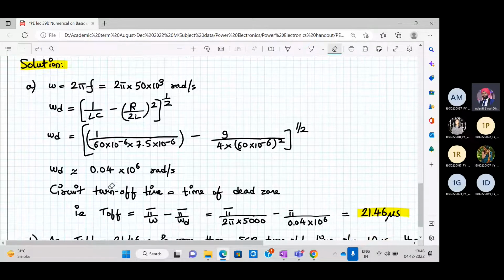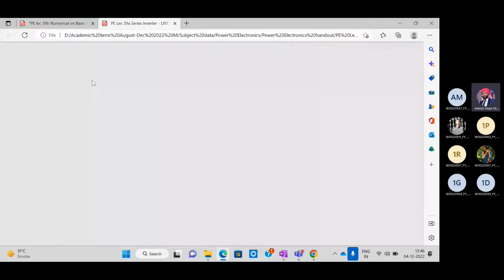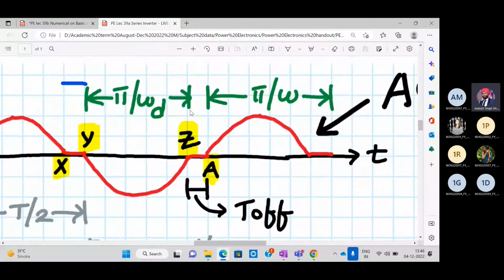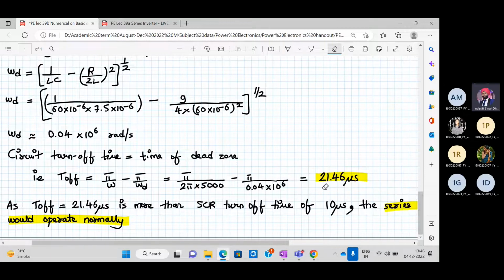Now, what is the circuit turn off time formula? It is the same as the time of the dead zone. So T off will be pi upon omega minus pi upon omega d. Now you will say, sir, we have not discussed this. Yes, we have discussed it already. From this waveform, if you see carefully, T off is nothing but pi by omega minus pi upon omega d. So that's the same formula we are using over here. Now omega and omega d we have already calculated, so put them in the expression and you'll get the value of T off as 21.46 microseconds. Okay?